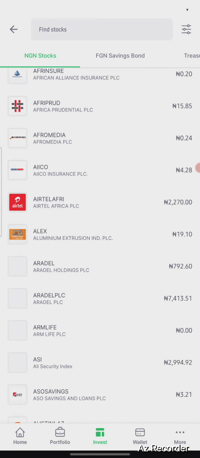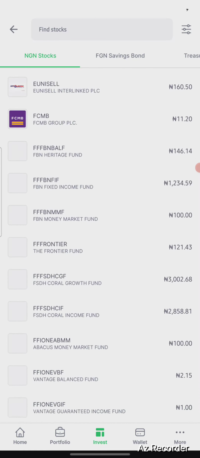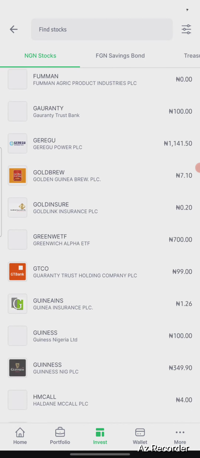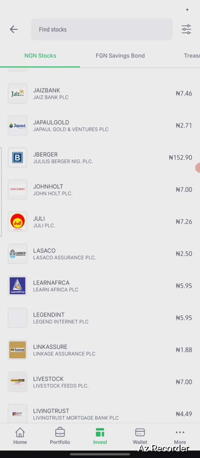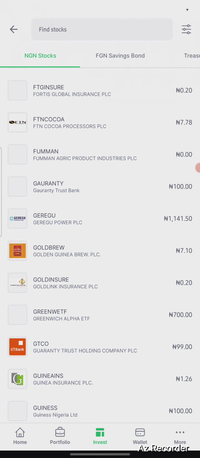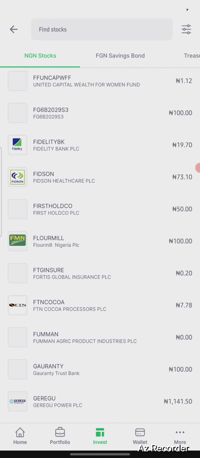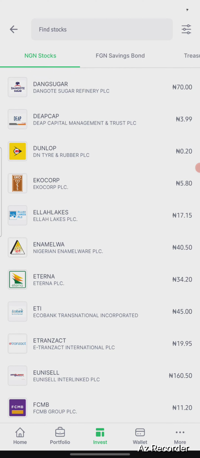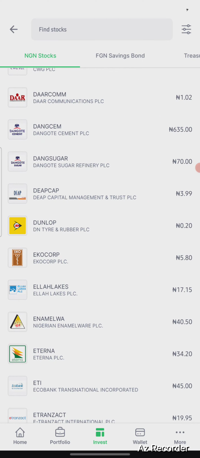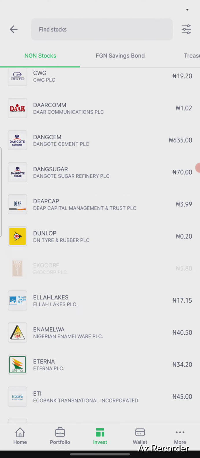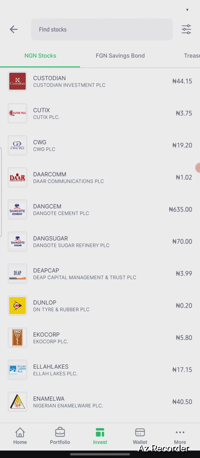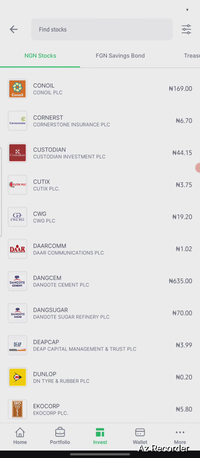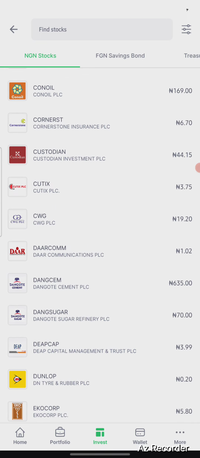You see over 200 companies listed in the stock market. You can own all these companies if you want. But for me, I won't advise you to own all. It's not advisable. What you just do is diversify your portfolio, invest in different sectors of the economy: oil and gas, banking, telecommunication, agriculture, consumer goods. When you invest in all these companies, you diversify your portfolio. You don't even need to invest in all these companies.